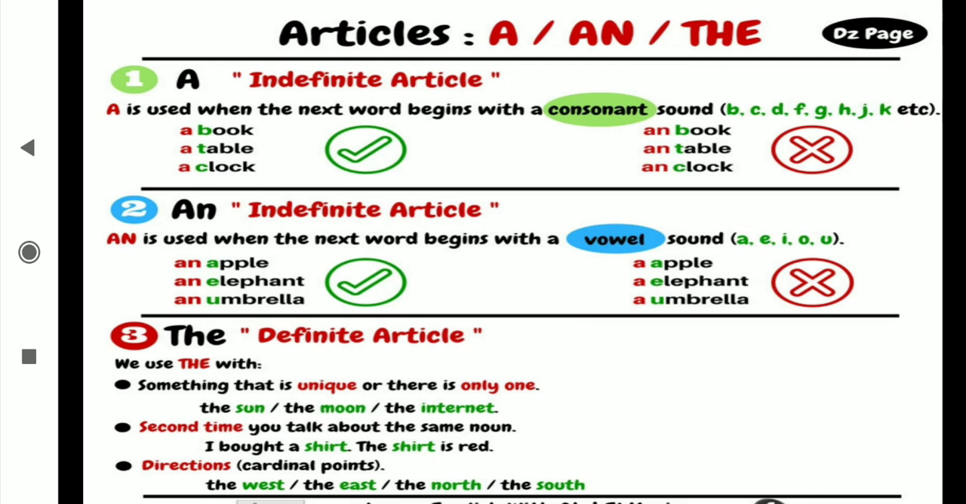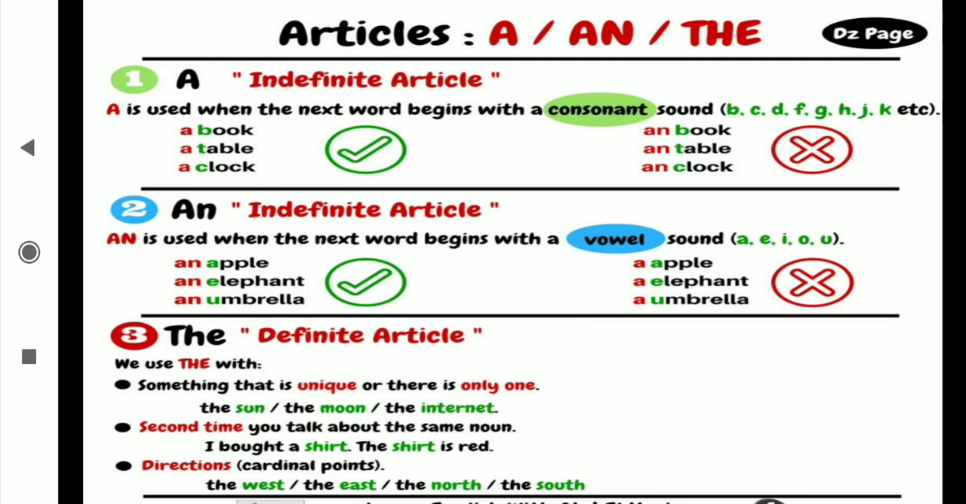Definite article, indefinite articles a and an. An is used when the next word begins with a vowel sound, A, E, I, O, U sound. Apple, elephant, umbrella. Then what to use? An apple, an elephant, an umbrella. A apple is wrong, a elephant is wrong, a umbrella is wrong.